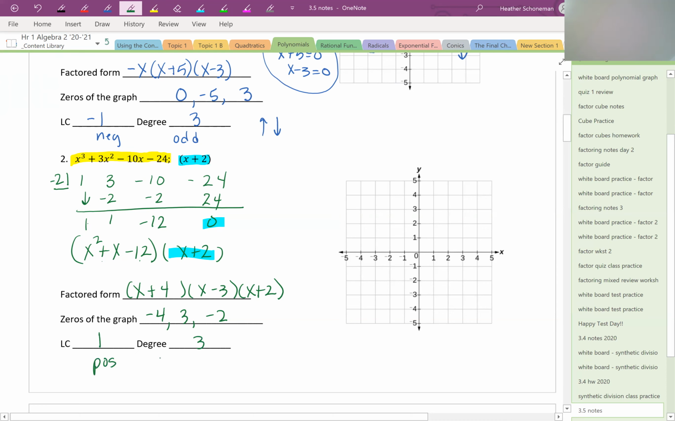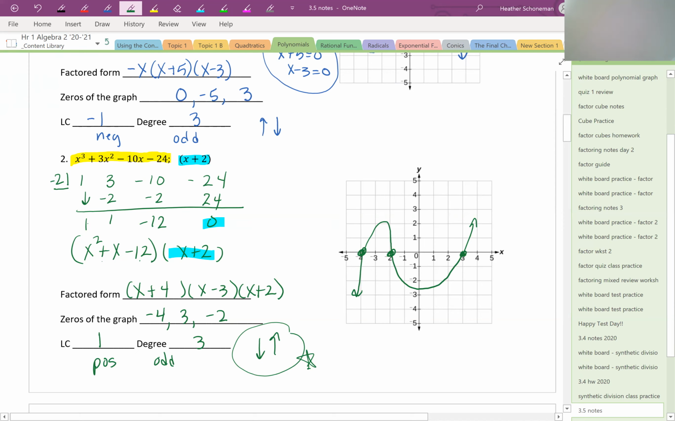So this is positive and odd, which means I'm going to go up to the right and down to the left. If you don't know how I'm getting this from the chart, you have to know the chart. Okay, so I'm going to plot the zeros on my graph. So I get negative 4, 3, and negative 2. I know it's going to go up to the right and down to the left. Then I'll just weave my graph in, and there we are.